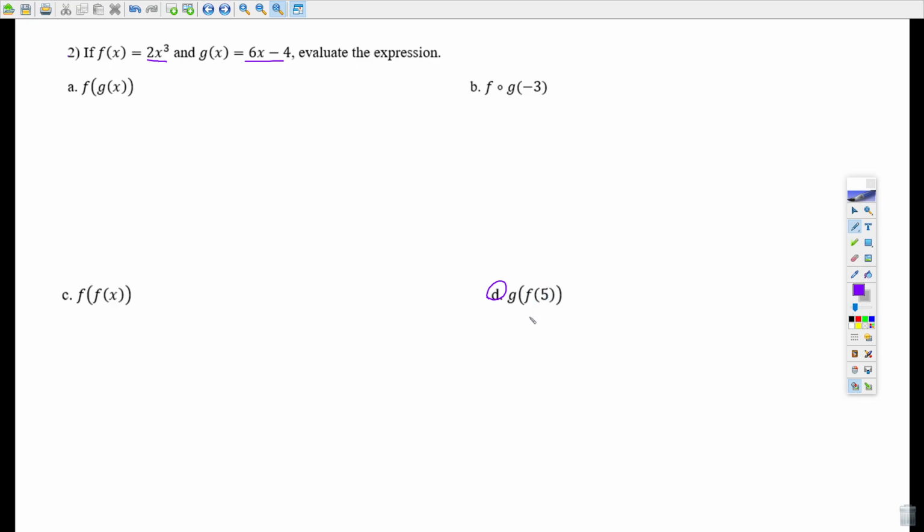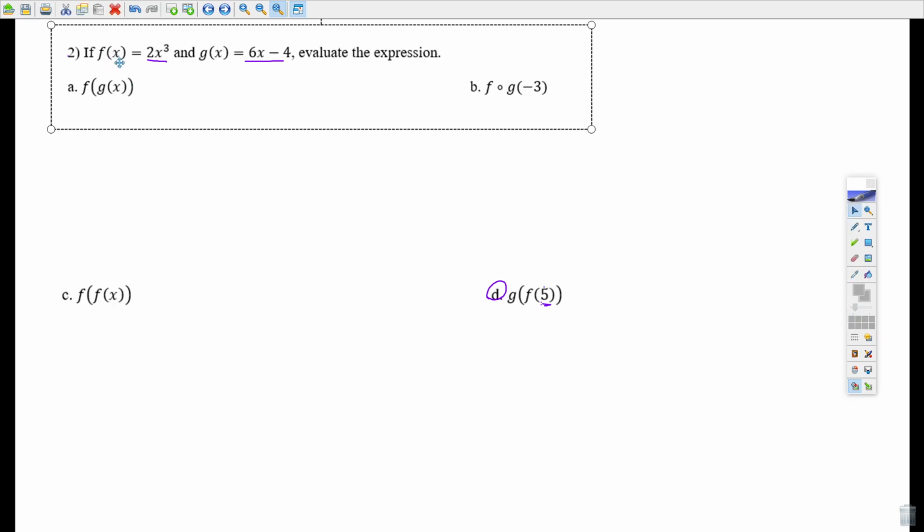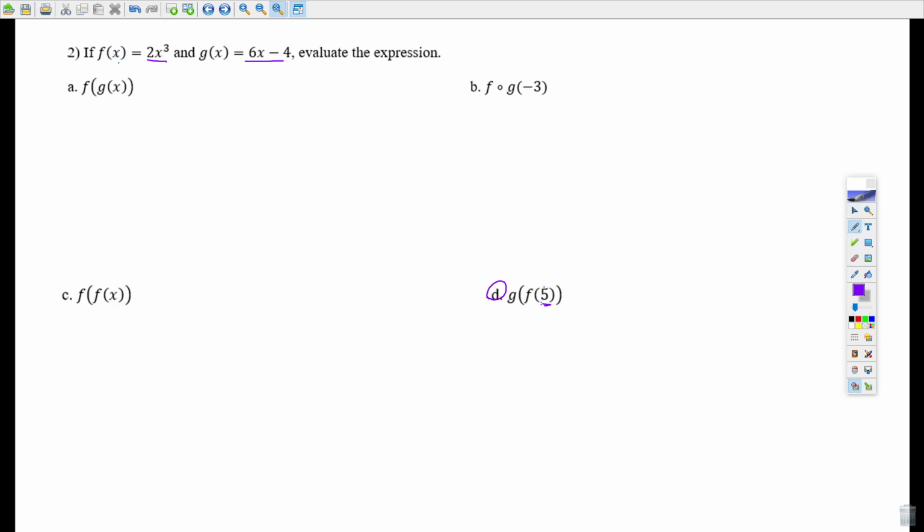So how do you do that? Again, we're going to start with the inside. So we're going to take the 5 that is inside of the f function. And we're going to put 5 in over here. Instead of it being x here, we're going to put 5 there. So that's what they did. They put the 5 here, which is telling us that we have to put a 5 here in for the x.